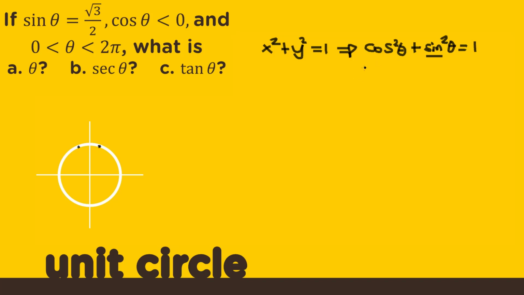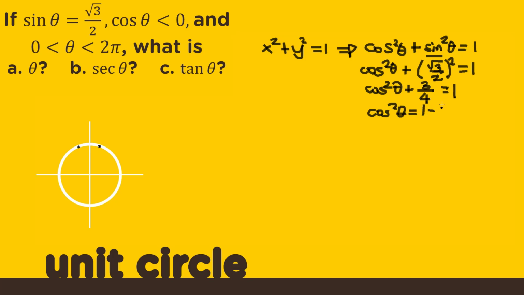So let's try to plug in here the values. You have here cosine squared. Take note of this notation, that means we are squaring it. Our sine is square root of 3 over 2, right? You square that, equal to 1. In short, cosine squared theta plus the square root of 3 is 3, the square of 2 is 4, is equal to 1. Continuing the process, cosine squared theta is equal to 1 minus 3/4, which will give us a result of cosine squared theta being equal to positive 1/4.